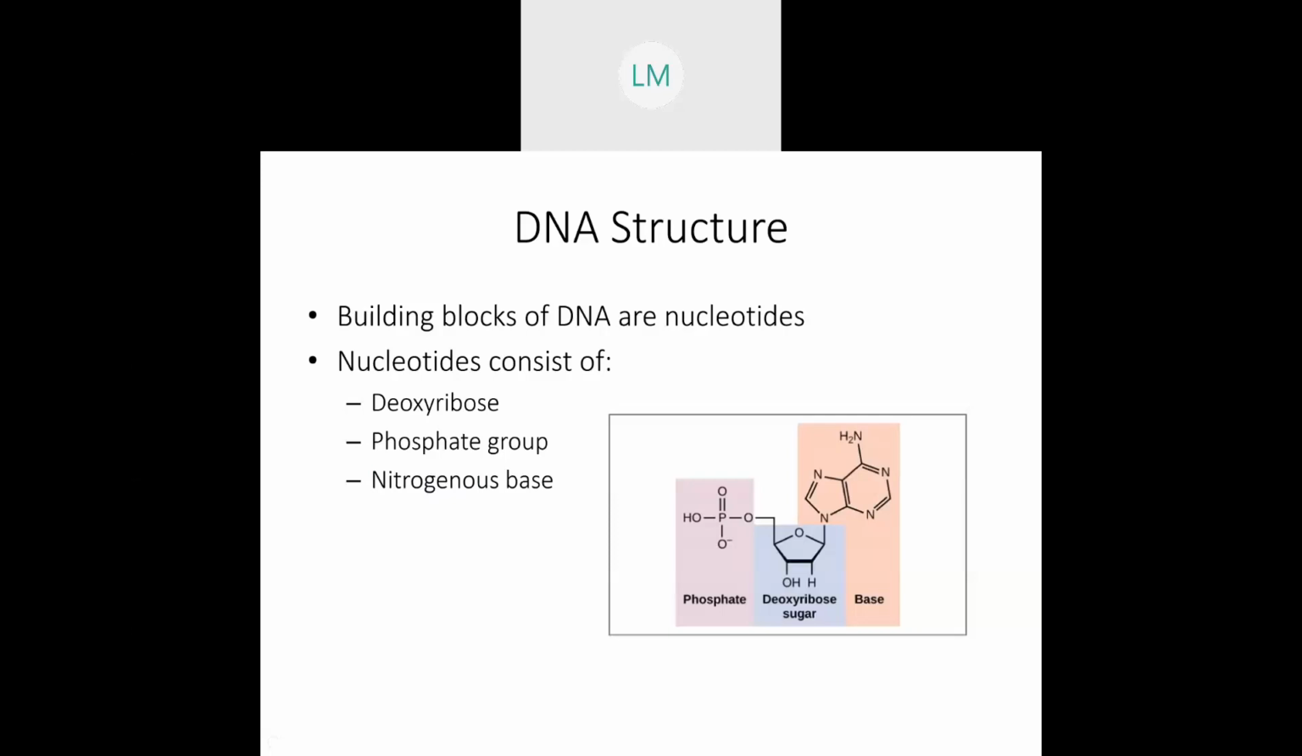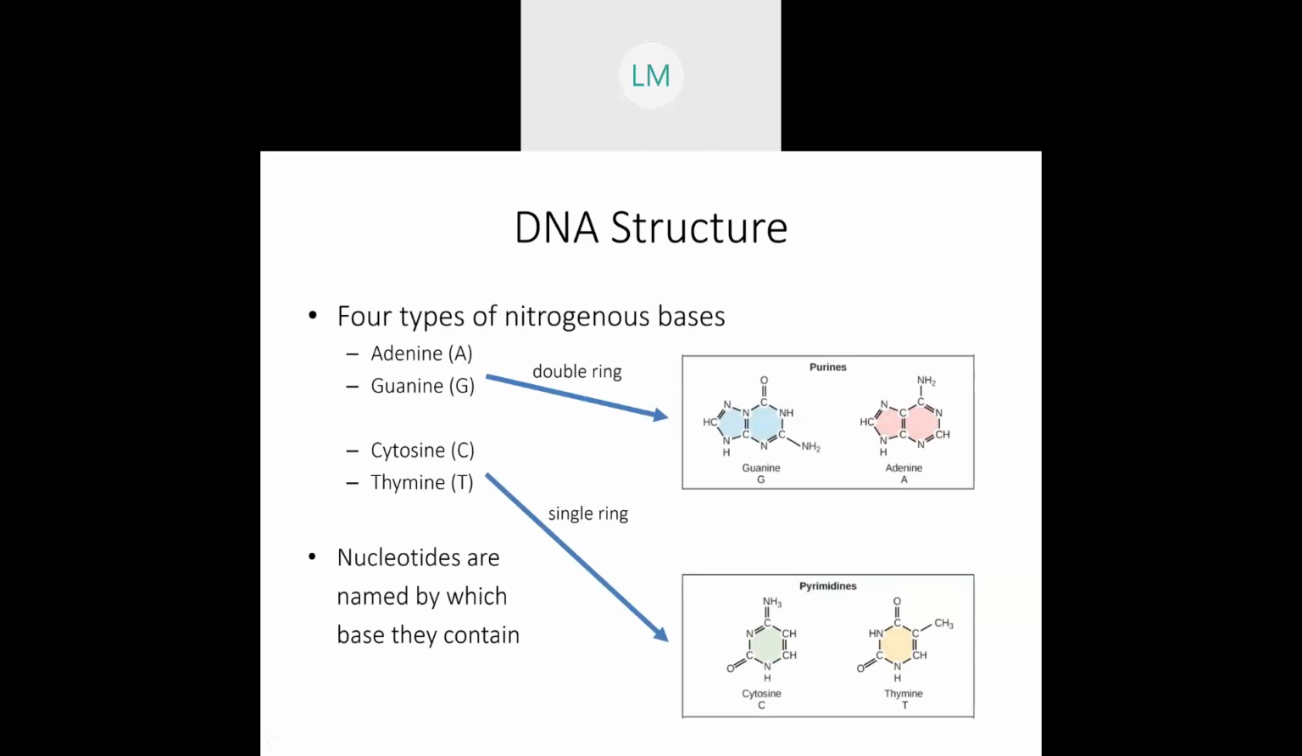And this sugar is different in RNA, so we want to make sure we know that DNA has the deoxyribose sugar. So there are 4 types of nitrogenous bases within our nucleic acid. You're going to need to know the names of all 4 of these, and you're going to need to know which type of nitrogenous base they are.